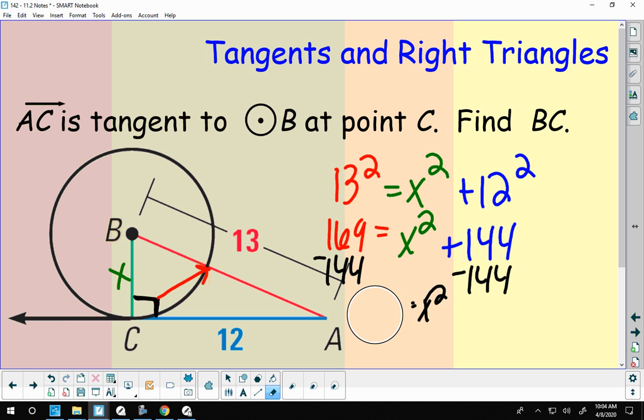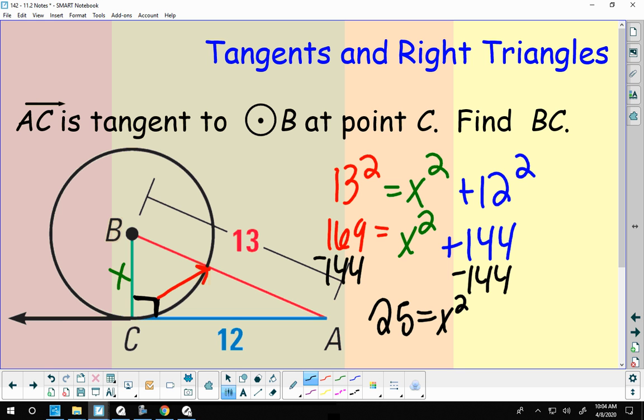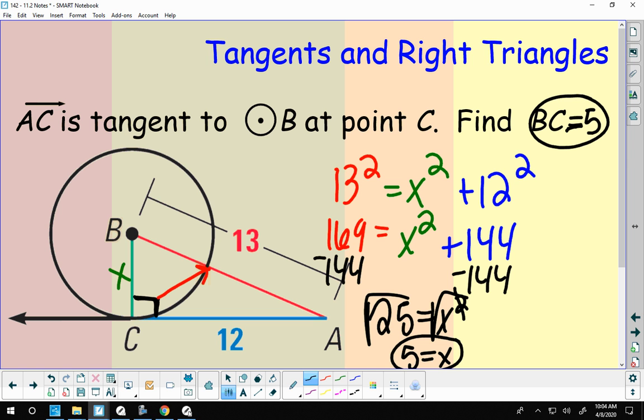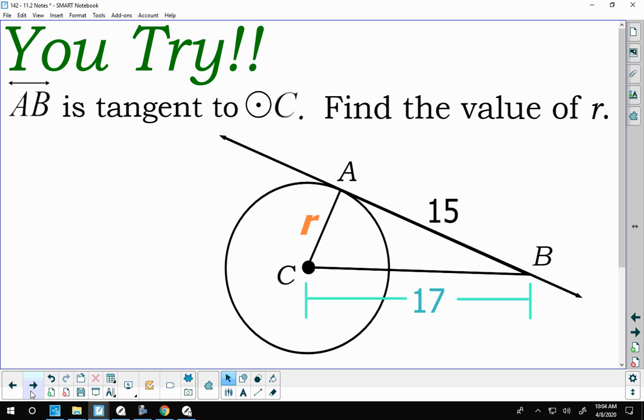That's really messy, sorry guys. 25 equals x squared. To get x by itself, we're going to square root both sides because that's its inverse operation. And we get 5 equals x, or in this case, BC. We called BC X. So BC, we can just say BC equals 5. BC equals 5. So because of our theorem, we knew this was a 90-degree angle, which allowed me to use Pythagorean theorem to solve for BC.